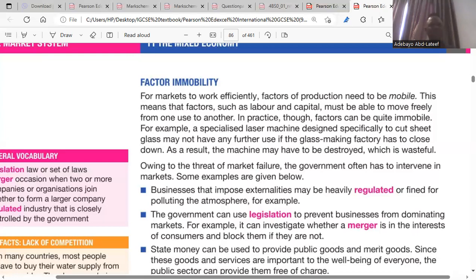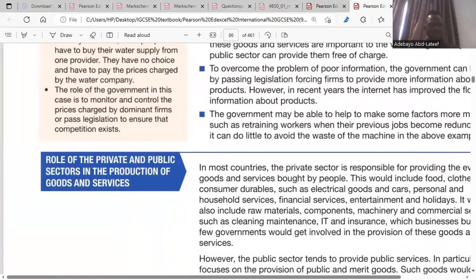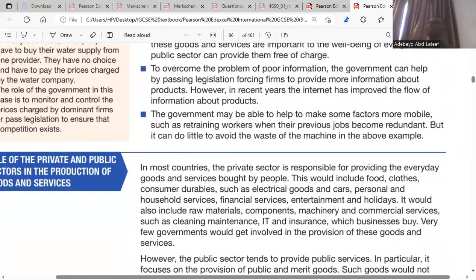Do you get factor immobility here? So if factor is not mobile, it's a market failure. So labor and capital must be flexible. That means they must be able to be used for different purposes. Is it clear? Yes. Any question about that? No. So that's all about market failure and government intervention.